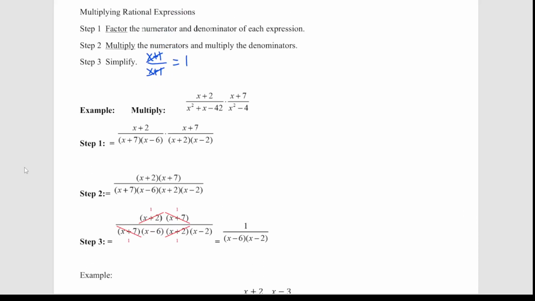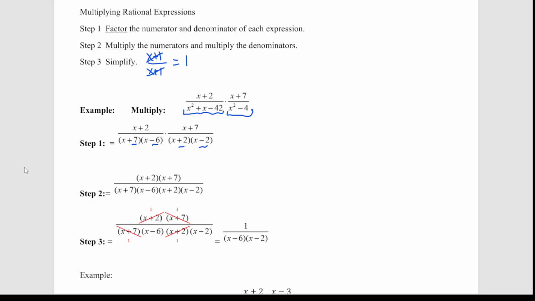So if I had x plus 2 over x squared plus x minus 42, times x plus 7 over x squared minus 4, first thing you would want to do is factor. And in particular, both of these denominators are going to factor. So x squared plus x minus 42, you want to ask yourself what's going to multiply to negative 42 and add to 1, since that x by itself secretly has a 1 in front of it, and that would be positive 7 and negative 6. For x squared minus 4, that's a difference of squares situation where you have x squared minus 2 squared, so that's going to factor into x plus 2, x minus 2.